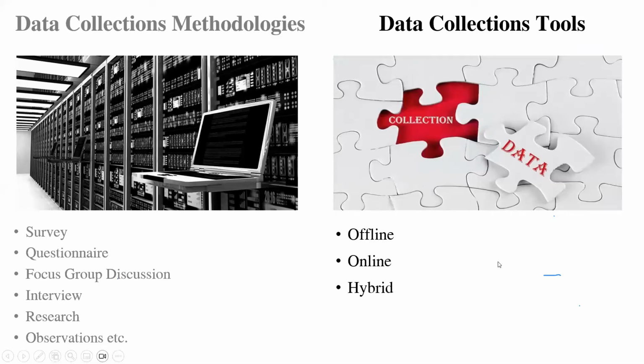Then the last one that we have is a hybrid way. We have hybrid tools. These are tools that we use to collect data, either offline or online. You can do the collection of data offline, and later on you can submit it online. So these are other tools that are used to collect data. That is the hybrid that has to do with offline and online.